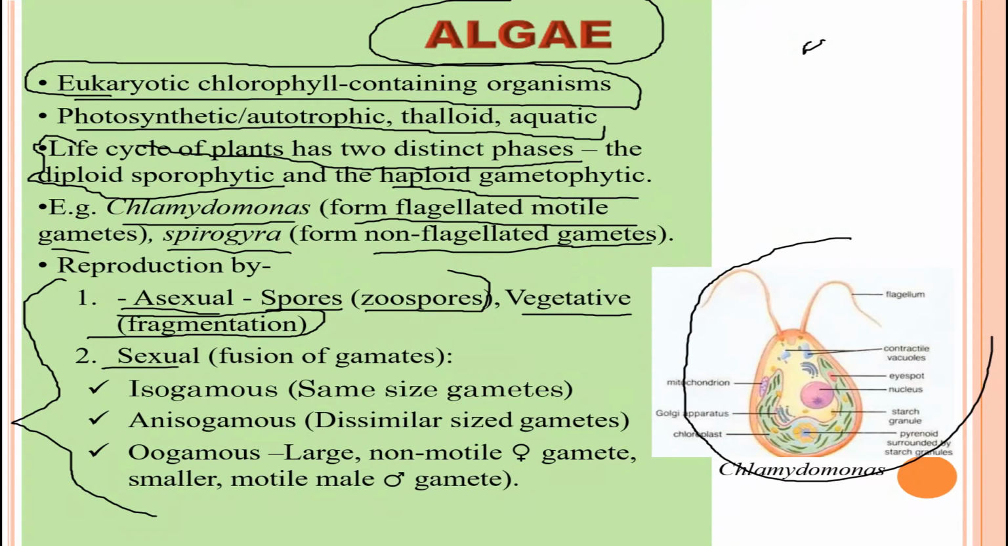Also, talking about the second type, which is sexual reproduction. Sexual reproduction mainly takes place through fusion of gametes. Also, there are types of gametes. Isogamous is a type which has same-size gametes. Next we have anisogamous, which has dissimilar-size gametes, and the last one is oogamous, which has large non-motile gametes. So these are the three types of gametes in the sexual reproduction of algae.